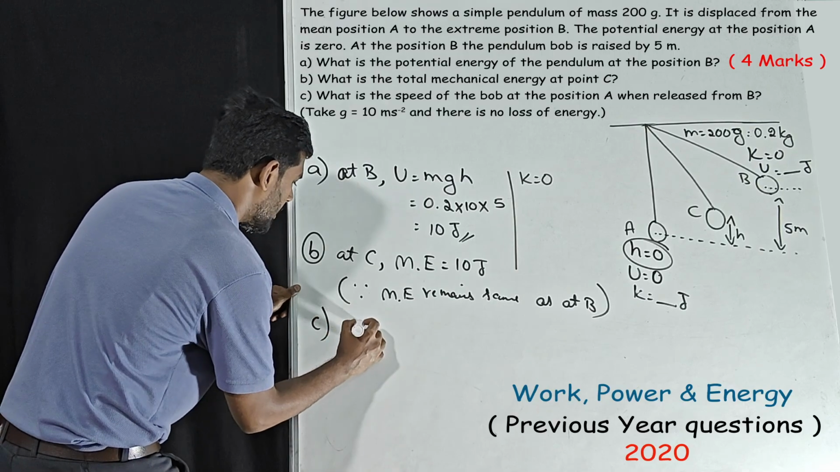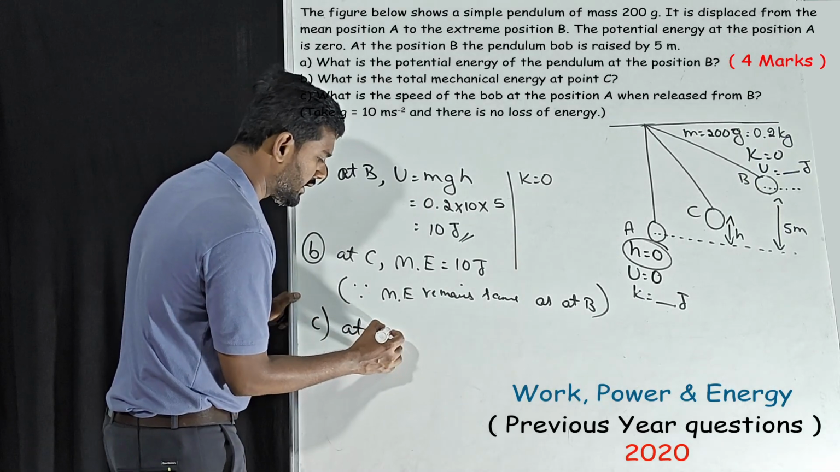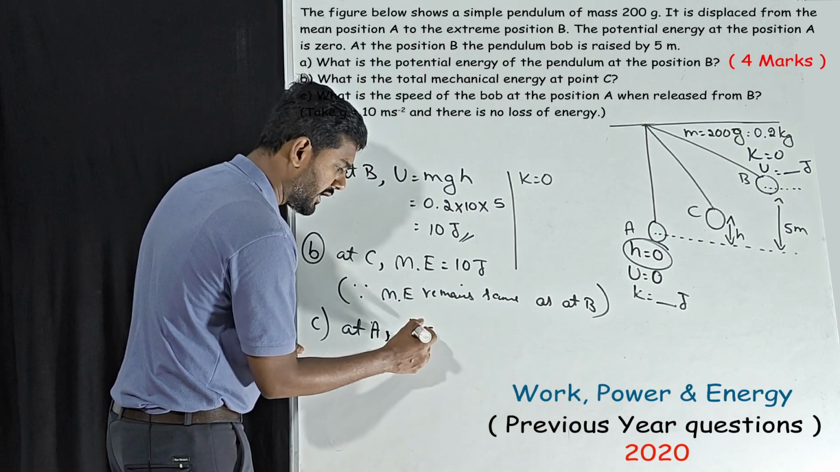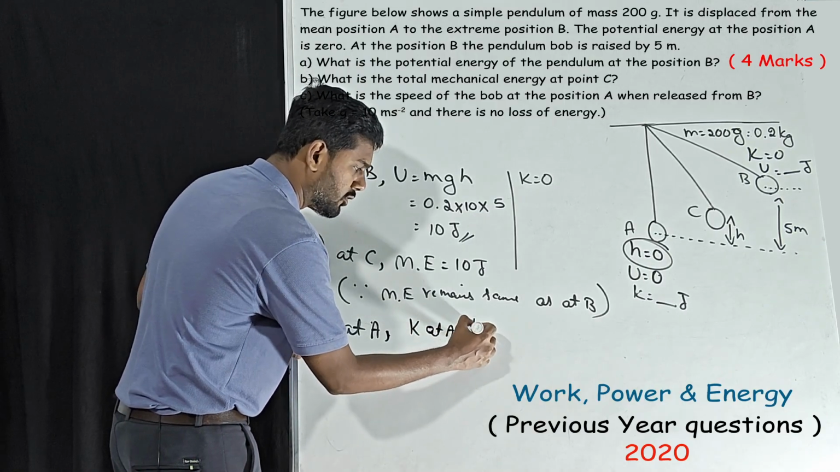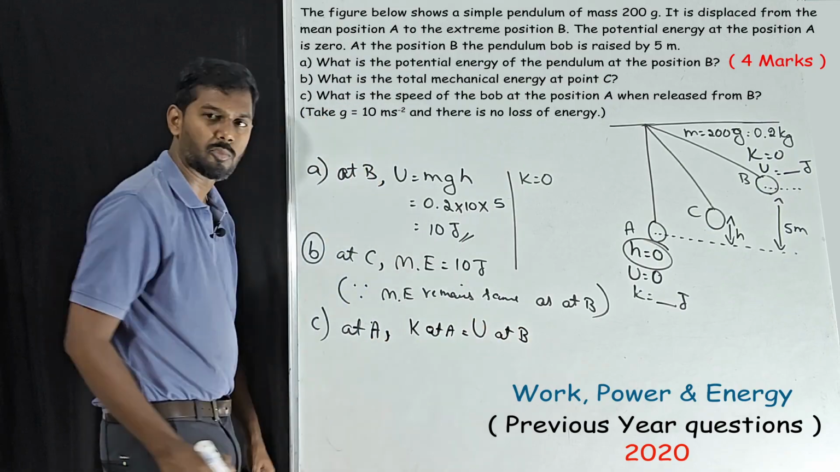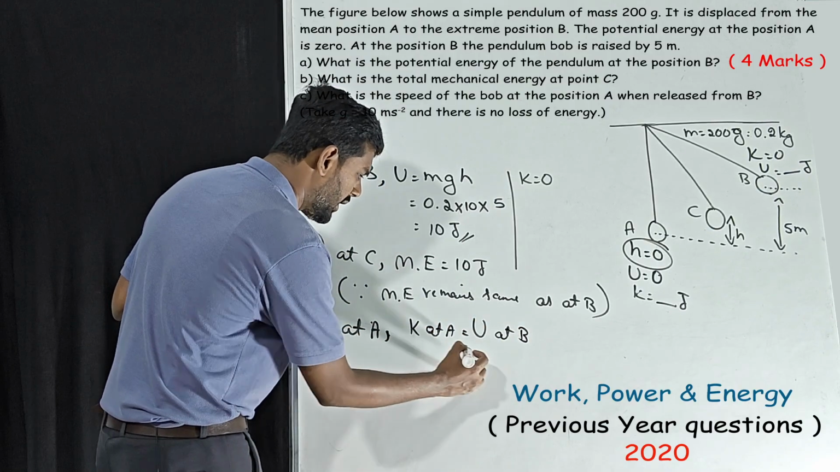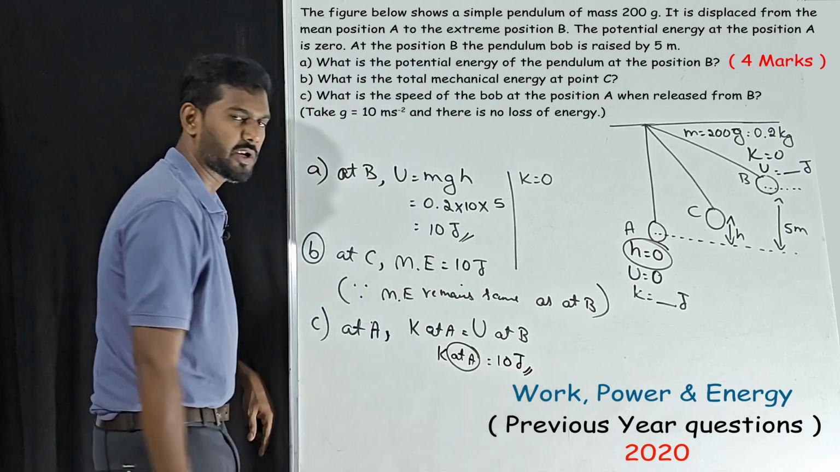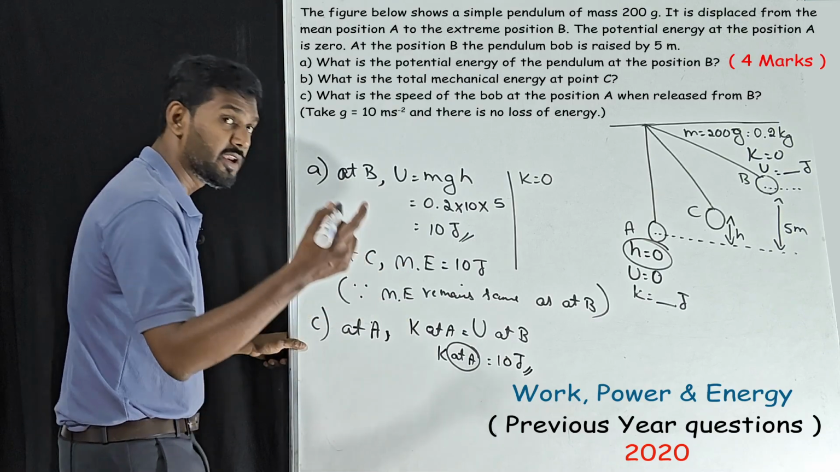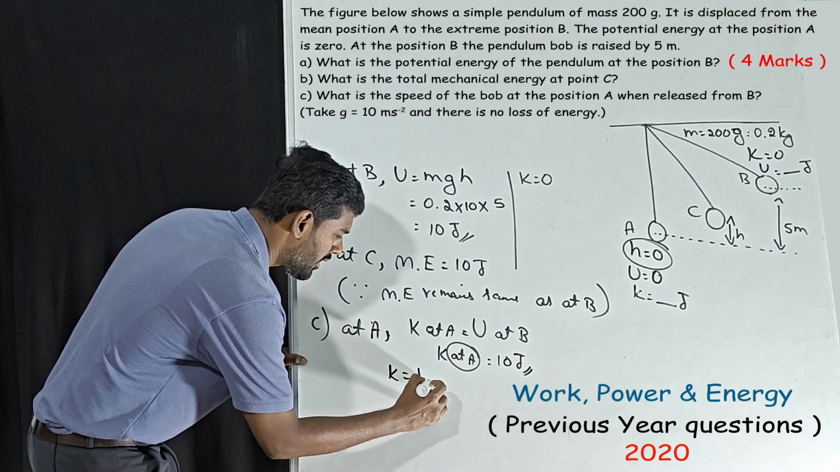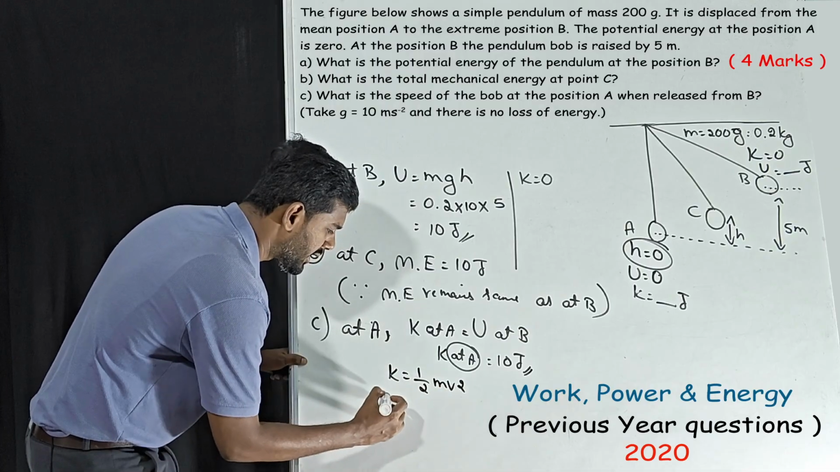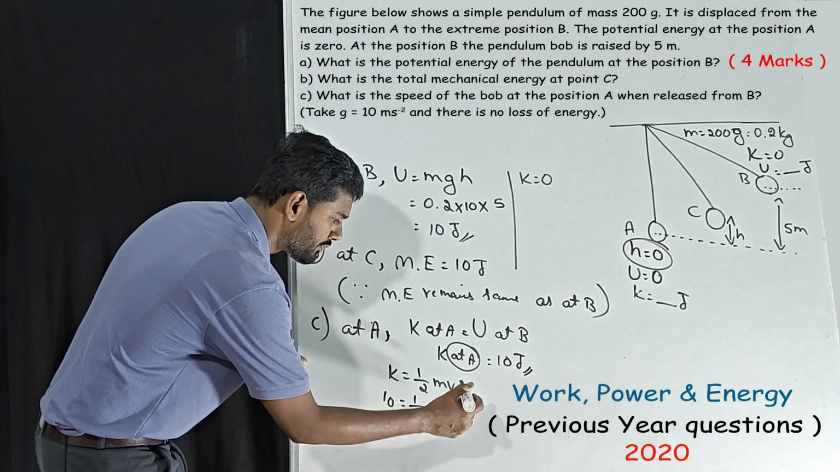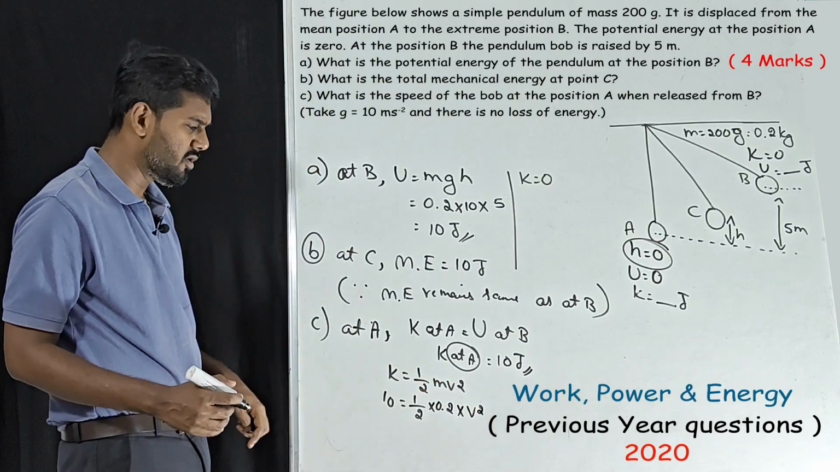So at A, you need to understand like this: kinetic energy at A will be equal to potential energy at B. That is nothing but kinetic energy at A is equal to 10 joules. This is what you are going to write. So we got the kinetic energy. Now what we need to find is velocity. Kinetic energy formula is half mv square. 10 is equal to half into 0.2 into v square, correct? That is what we need to find.